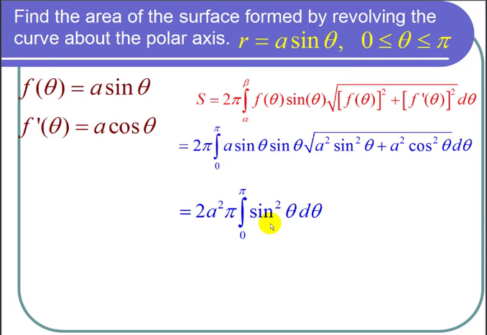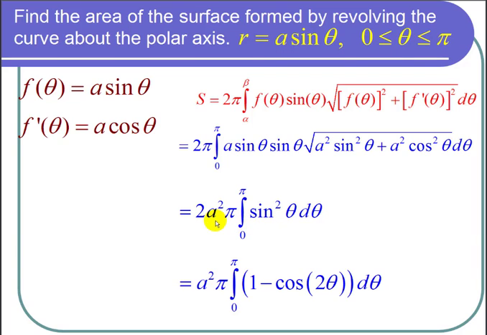So I can use the half angle formula that says that sine squared of theta is 1/2 times 1 minus the cosine of 2 theta. The 1/2 and the 2 cancel, and I'm just left with a squared pi times the integral from 0 to pi of 1 minus the cosine of 2 theta d theta.